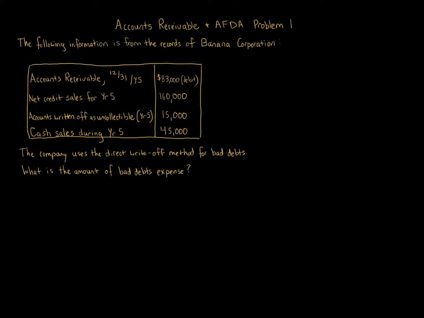Accounts written off as uncollectible in Year 5, $15,000. Cash sales during Year 5, $45,000. The company uses the direct write-off method for bad debts. What is the amount of bad debts expense?